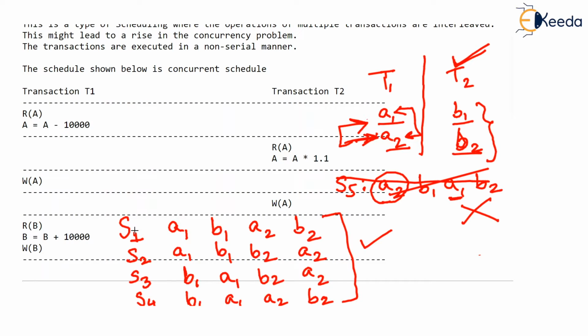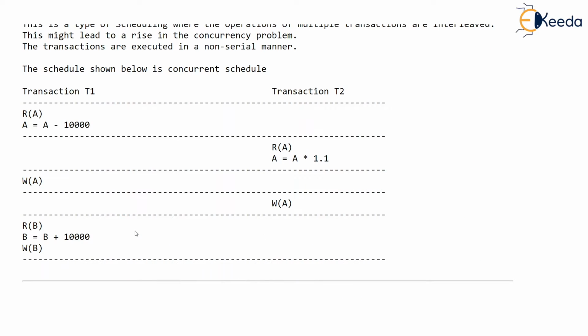Okay, I'll clean the slate. Let's come to some formalization. What do you understand from here? Last time we were given T1 with two operations, A1 and A2. T2 was having two operations, B1 and B2. Then how many concurrent schedules were possible?